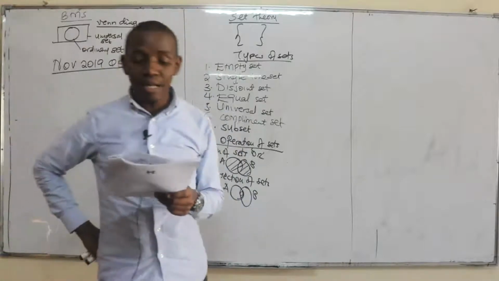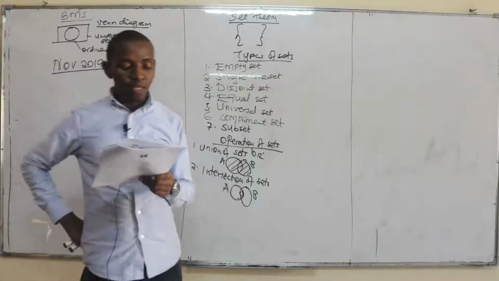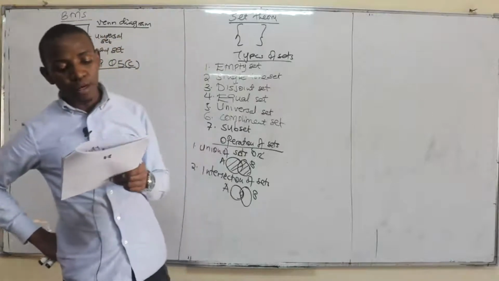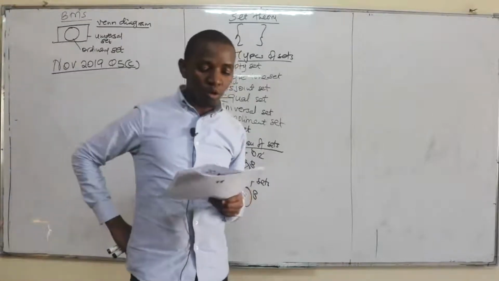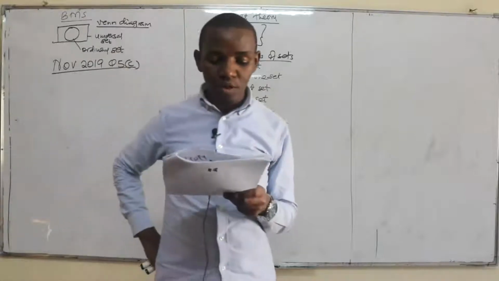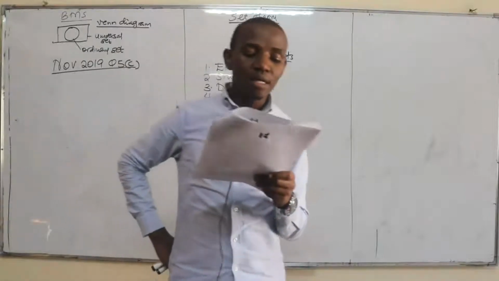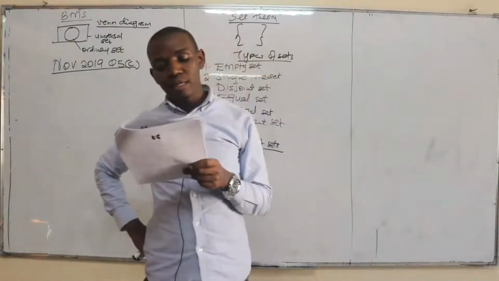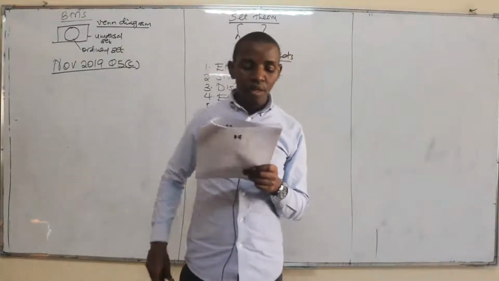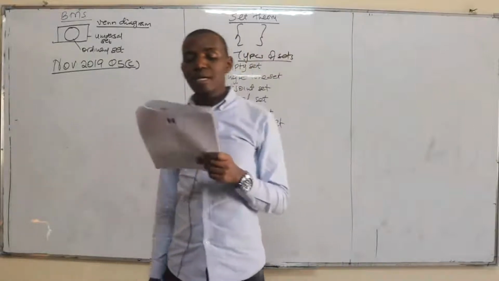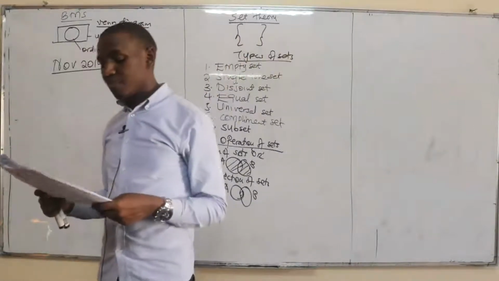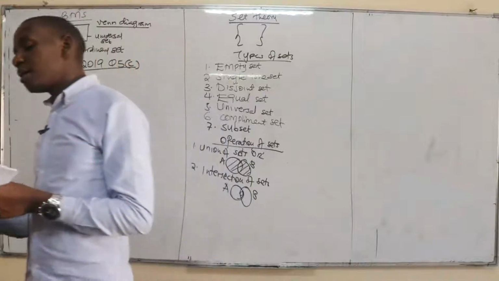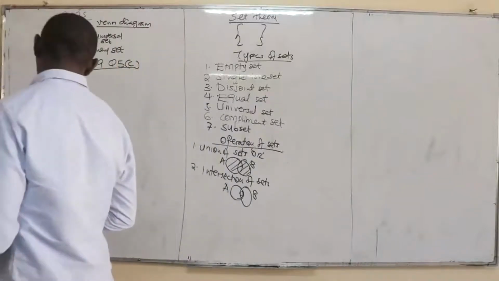70 athletes represented both the Eastern and Western regions, 66 represented both the Western and Southern regions, and 96 represented both the Southern region and also the Eastern region. 15 athletes represented all of the 3 regions. You are required to draw a Venn diagram.